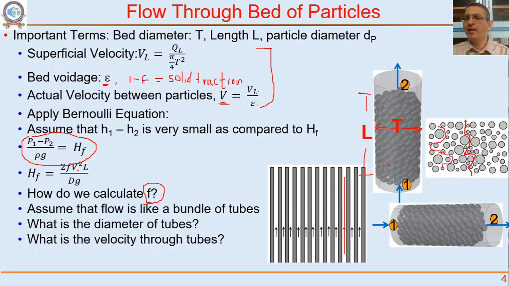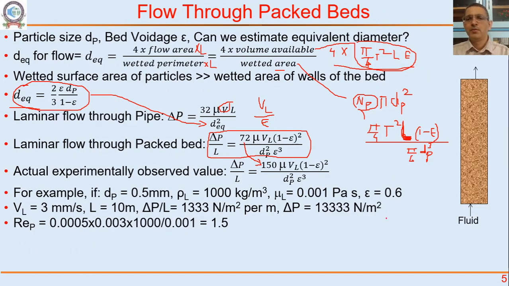Right? Whereas what L we are measuring is just the physical distance. So to account for all these things, we have to... 72 becomes 150 because 150 is an experimentally observed value. This is called the Kozeny-Carman expression. You might have heard about Darcy's law. It is the same here.